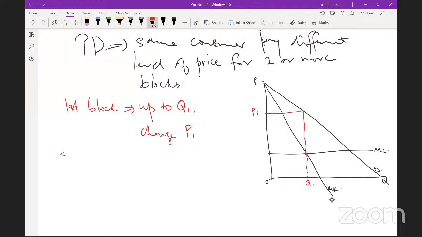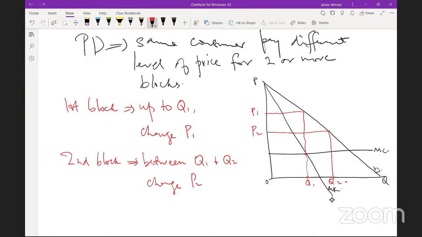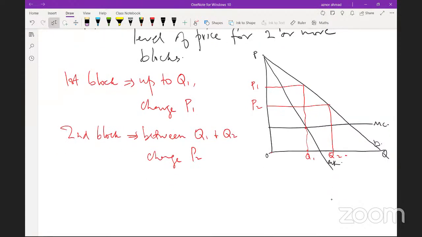Now, the second block is between quantity Q1 and Q2. Meaning that if you use above Q1, the firm charges price P2. So here the same consumer is paying two levels of pricing: from quantity 0 to Q1, pay price P1, and if you buy more than Q1, you are charged at P2.